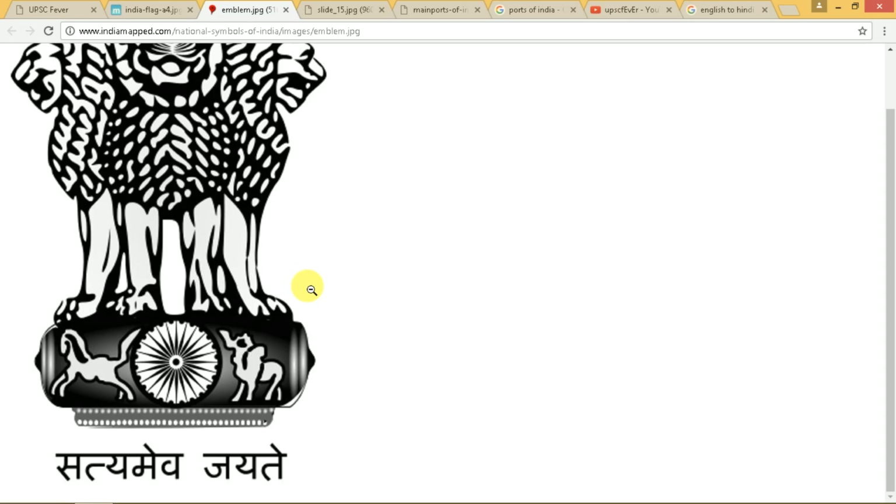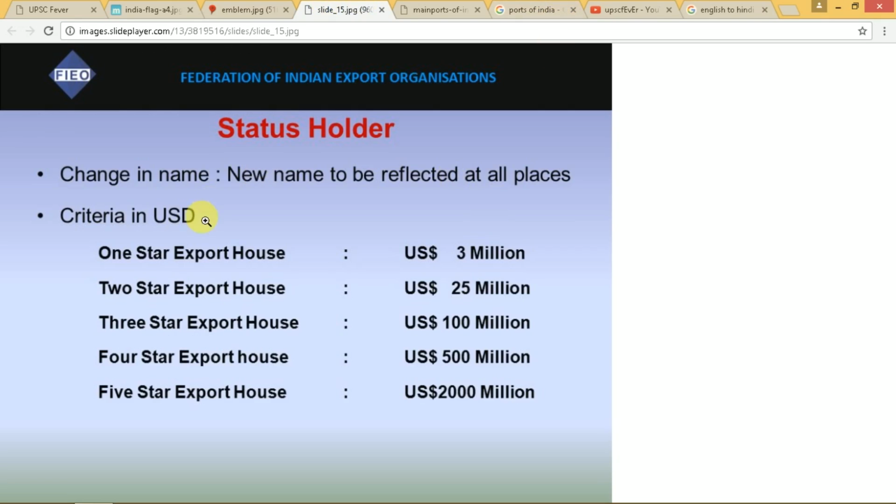So there are categories of exporters. You can see here. One star export house who has exported 3 million US dollars, 2-star exporters, and up to 5-star export houses.